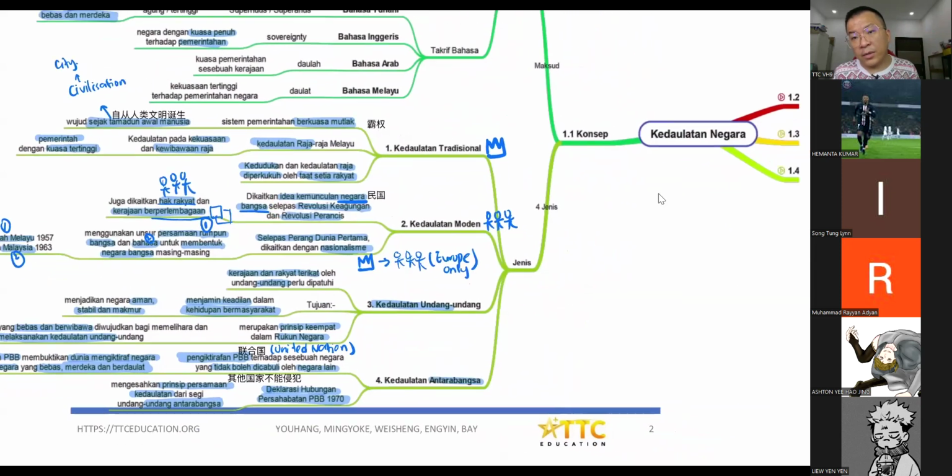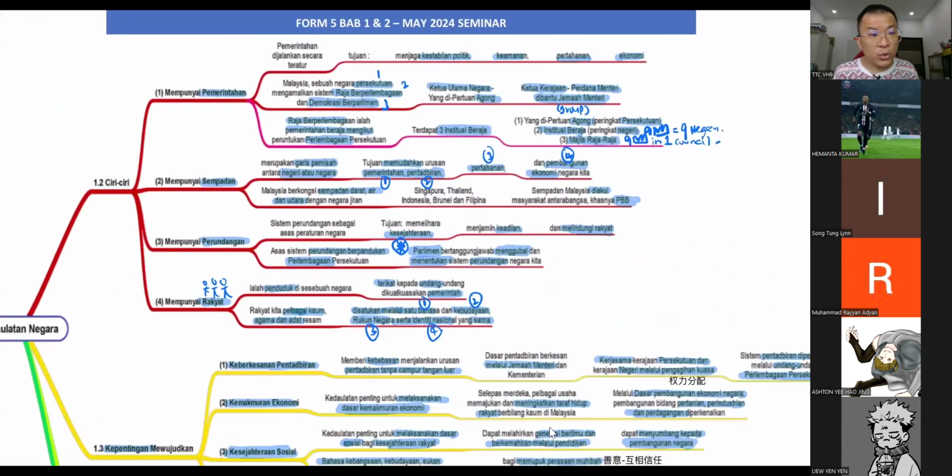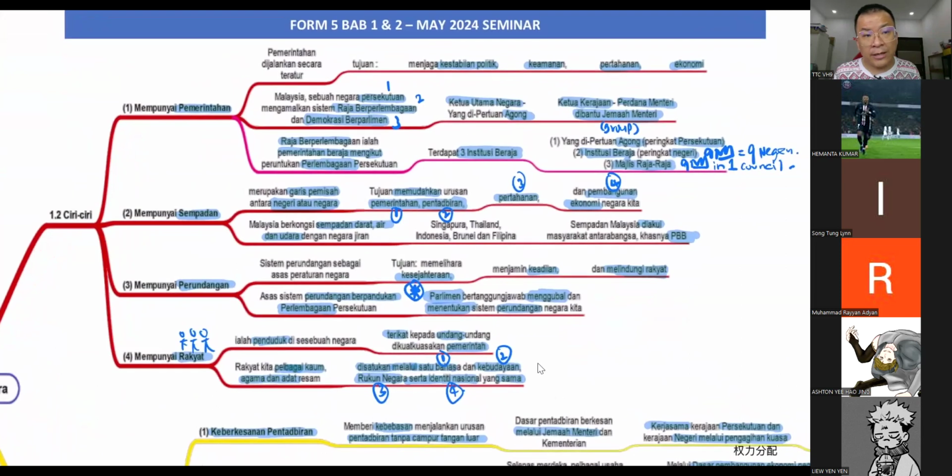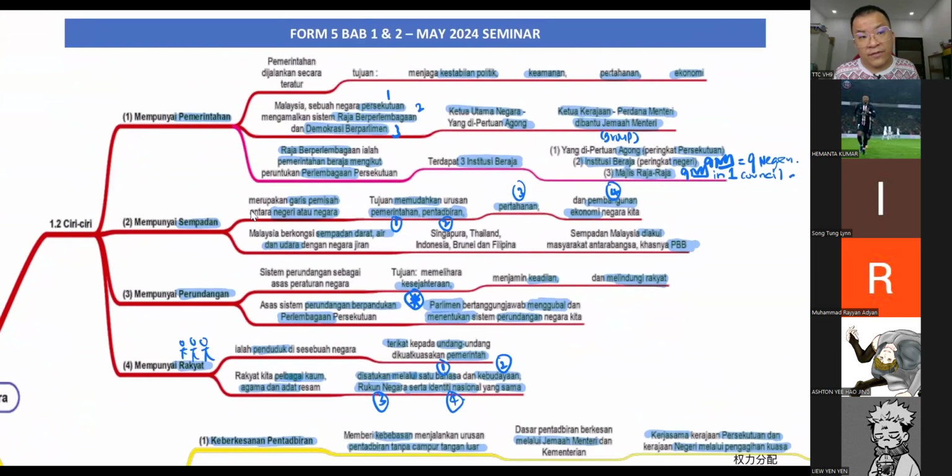So we will talk about 1.2. 1.2 is about the ciri-ciri kedaulatan. So a country that has sovereignty will have these 4 characteristics. Number 1, we will have our own law, also known as our own pemerintahan.